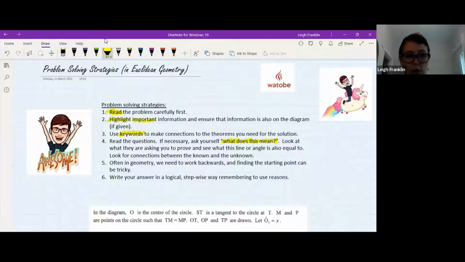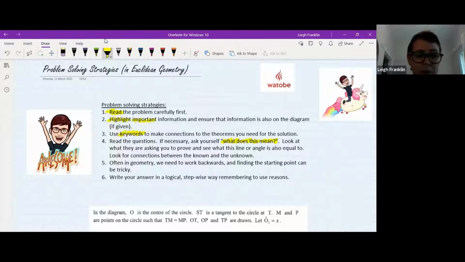All right, so we're going to look at what they're asking us to try and prove and see if there are any lines or angles that these things are equal to. We're looking for connections between the known and the unknown. Often in geometry, we need to work backwards. We need to find a starting point, and that can often be quite tricky, especially with problem solving. In problem solving, the whole idea is that we don't know where to start. So we're going to talk about that a little bit as well.